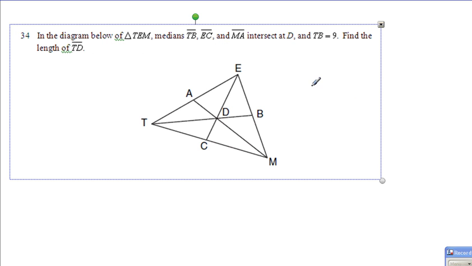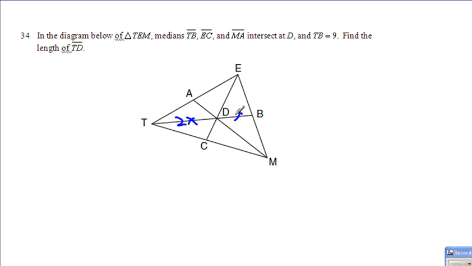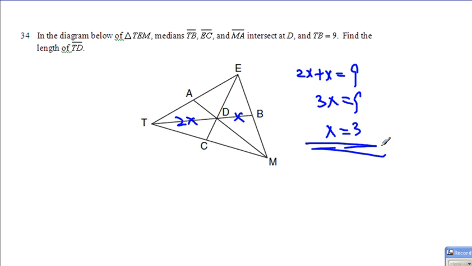Now number 34. Here we have find TD. Since the ratio is 2x to x, what we can do is this. 2x plus x must be equal to 9, where 3x equals 9, x equals 3. Now find the value of TD. Since x only represents BD, so TD will be 2 times of that, which is 6. That is our final answer.